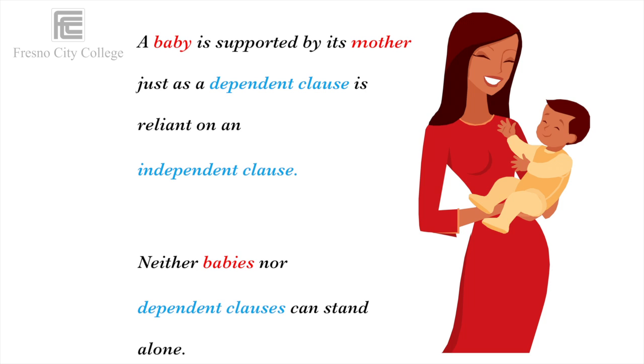Think of a child. A child is dependent on an adult and therefore cannot survive without an adult. However, an adult is independent. Think of a child as the dependent clause and an adult as an independent clause.